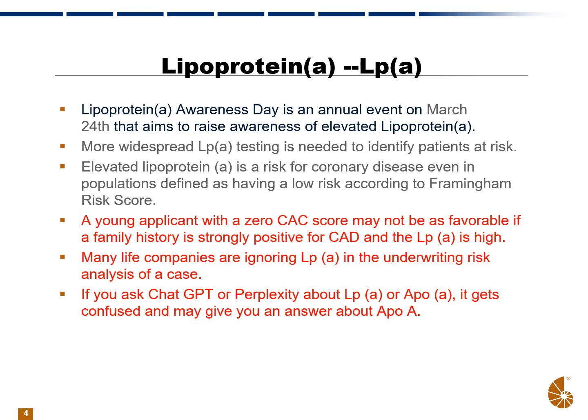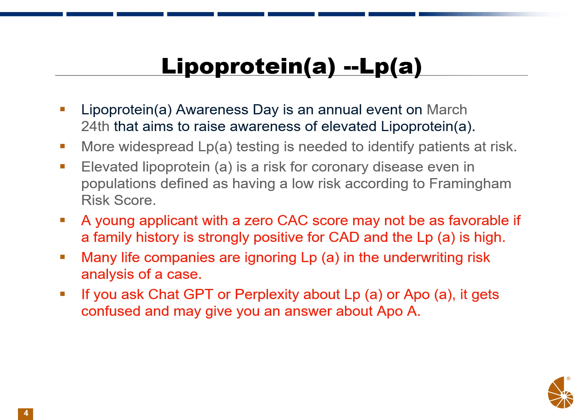And young people that may have an adverse family history of coronary artery disease might have a calcium score done and it's 0, which is usually very favorable. But if they happen to have a high or elevated lipoprotein little a level, they may still be at risk. Many life companies are ignoring lipoprotein little a in their underwriting risk analysis of a case, and that's not advisable. Everyone should be aware now that elevated levels of lipoprotein little a put applicants at risk.